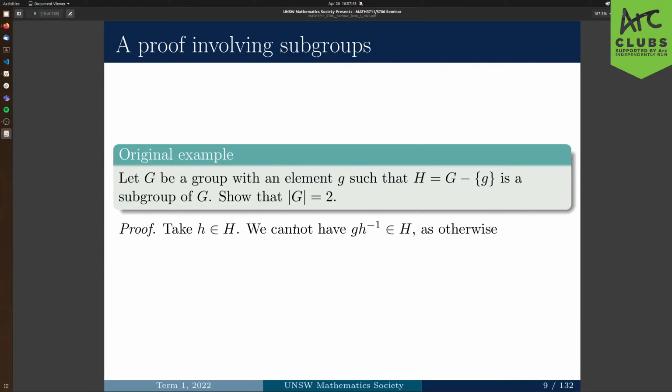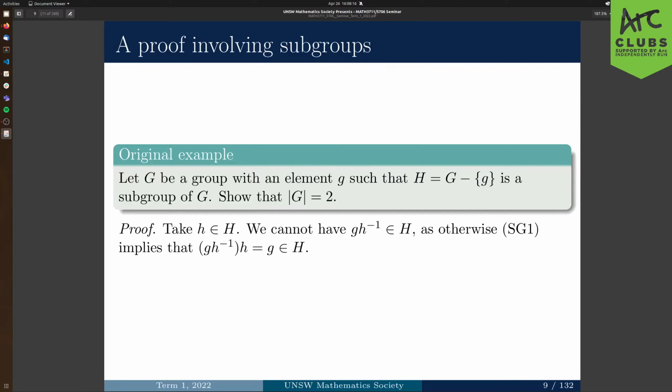Because if I suppose that G H inverse is in H, then I could multiply on the right by H, this thing that I know is definitely in H, and I would just get G, right? Because G H inverse H is just G. So it obviously has to be the case that this can't be in this set. And the reason for that is if you just use SG1, you get exactly what I said earlier. So this would lead to the fact that G is in H, but that's clearly false, because G is the only element that we've excluded.